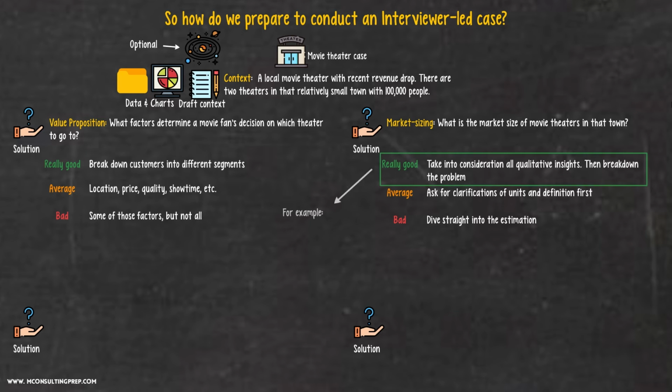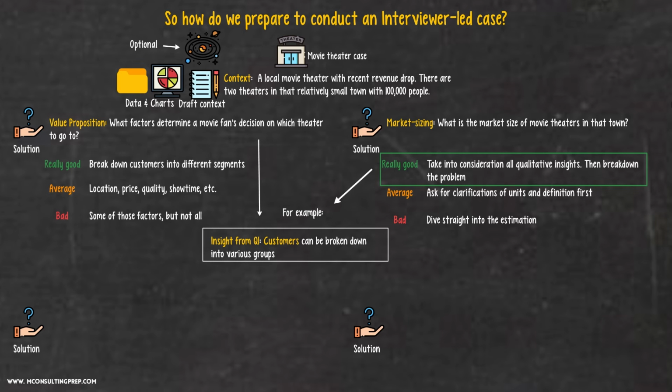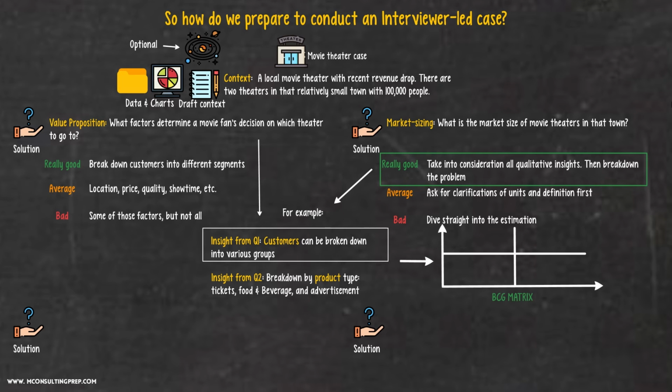For example, insights from question 1 already tell us that customers can be broken down into various groups. Insights newly acquired here in question 2 can tell us that there is more than one way a movie theater makes money, hence a breakdown by product type: tickets, food and beverage, and advertisements. Then a mini BCG matrix can be drawn, and so on. Question 3 can be a calculation problem. Give the interviewee a set of data and ask for some math.